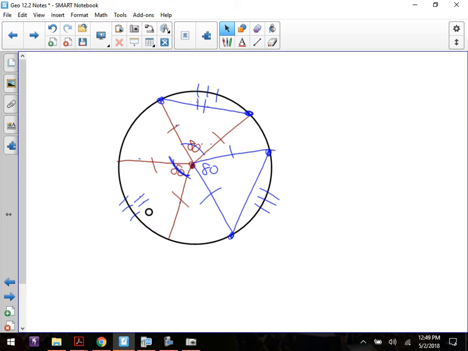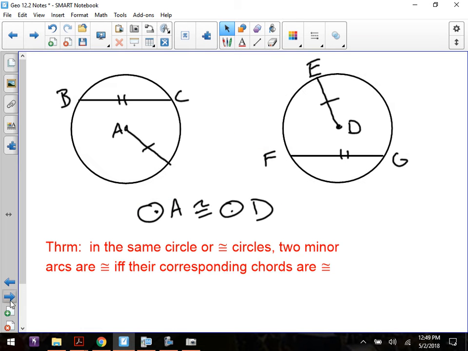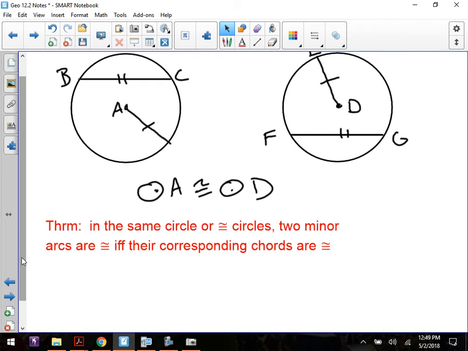And it works going both directions. That's why when it's written out like this, if you have the same circle or in two congruent circles, two minor arcs are congruent if and only if the corresponding chords are congruent. The good old iff. Remember what that meant? That meant if and only if, which means you can say it forwards and backwards. If you have corresponding chords congruent, then you have corresponding arcs congruent. If you have corresponding arcs congruent, then you have chords that are congruent. It works the same way backwards and forwards.